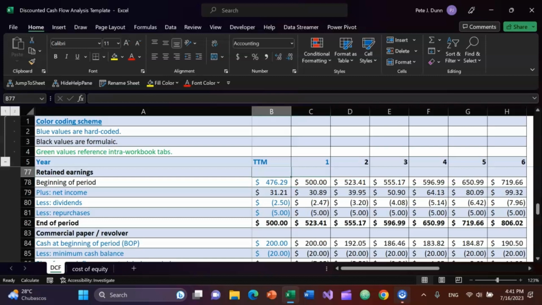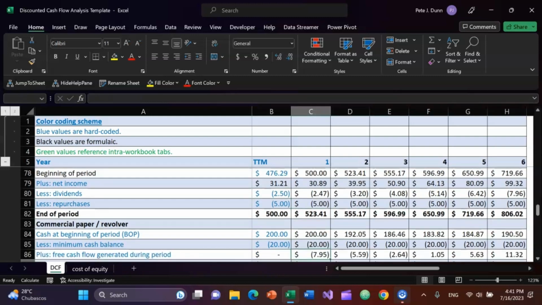Then we've got the retained earnings schedule. So you have the beginning period, which is last year's ending period, plus net income from the income statement. Dividends, I hold the dividend ratio constant and forecast it that way. Repurchases, share repurchases, I just straight line. That's how I get to my ending retained earnings. So that flows into the retained earnings on the balance sheet.